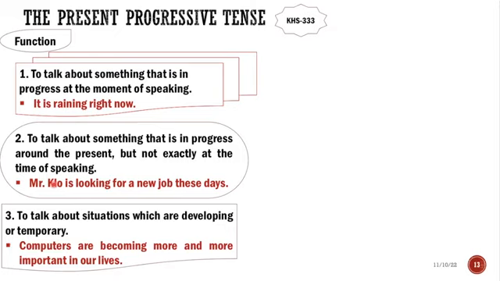Third point: to talk about situations which are developing or temporary. You can see: computers are becoming more and more important in our lives right now. This talks about something becoming better and better, or more and more important.